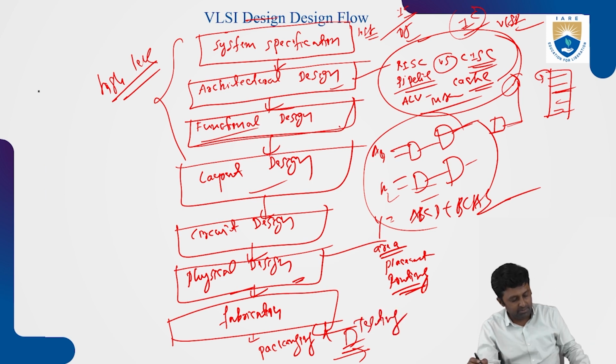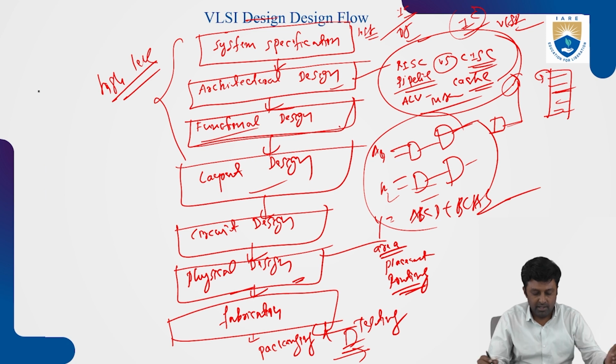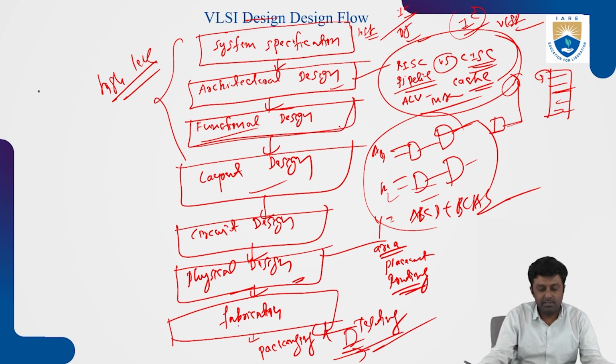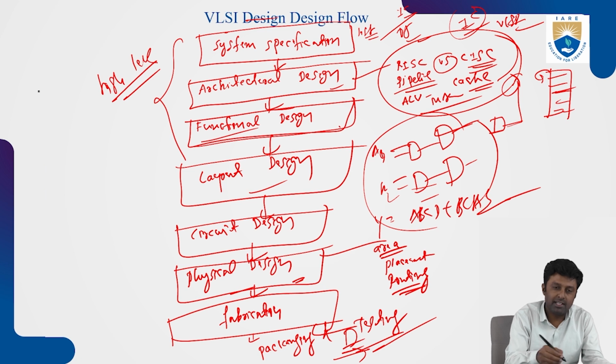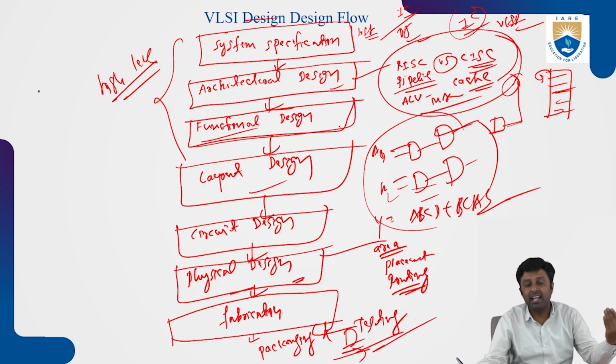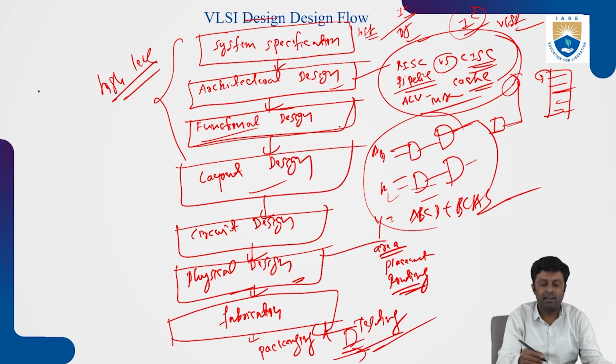So these are the steps of VLSI design. In the beginning, let us say we are designing an IC for a washing machine. All the functionalities required for the washing machine will be taken care of, that is, all the specifications will be included. That's why it is called high level specifications. After that, the architectural design is done.